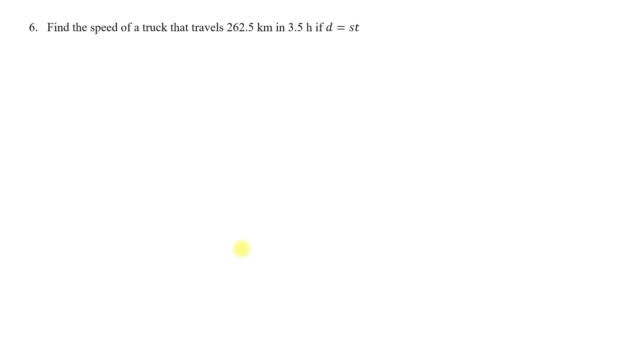Question 6 states, find the speed of a truck that travels 262.5 kilometers in 3.5 hours if D equals ST. So D is the distance, S is the speed, T is the time. We're told the distance. We are asked for the speed, and we are told the time. So we can take these values, plug them into our equation, and solve for S. We're solving for S because we're asked what is the speed.